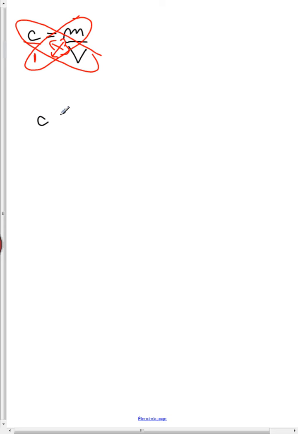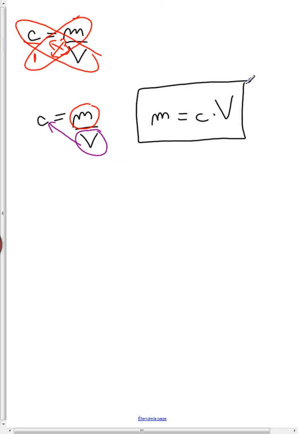So if I have C equals M over V, and I'm looking for M, therefore I can take V and send it in diagonal to the numerator, and I will end up with M equals C times V, which is a formula we'll be using.